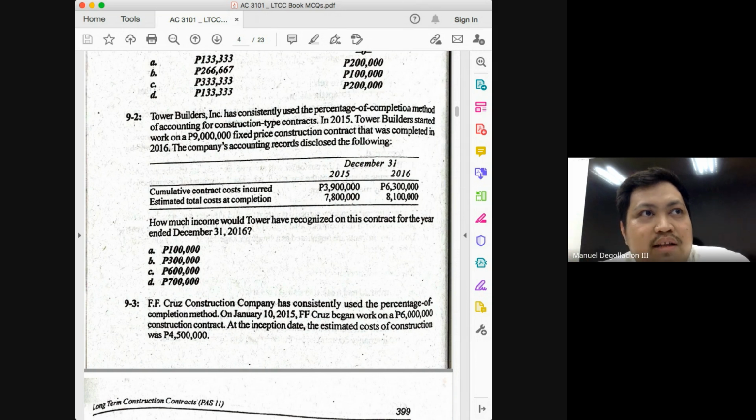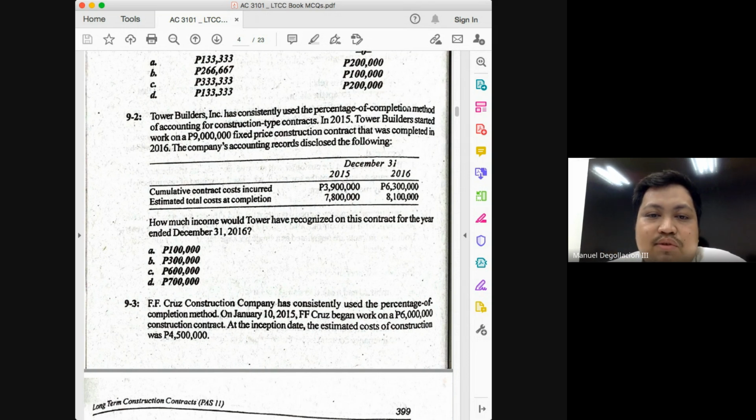No, because we are not asked for 2015. What do I have to change in this problem so that the answer will be 600,000? How much is your profit for the year ended December 31, 2015? But since that is not the question, the answer here is not letter C. Okay, let's proceed to 2016.